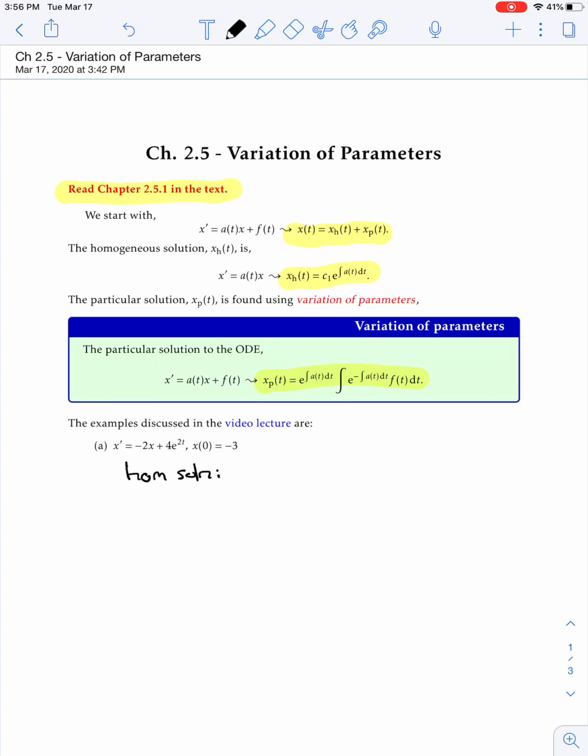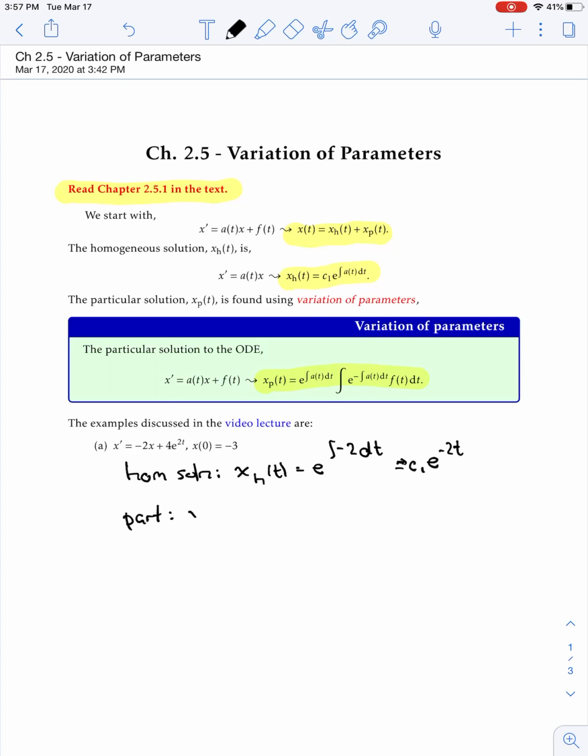Okay, to get that, we know how to get it. We do the exponential of the antiderivative of the a, which in this case is minus 2. And so this is then going to be equal to c1 e to the minus 2t. Okay, for the particular solution, we use the variation of parameters formula.